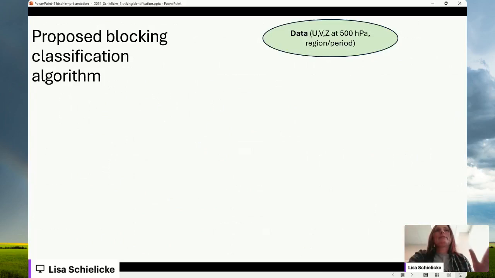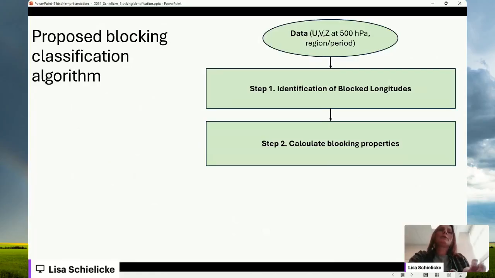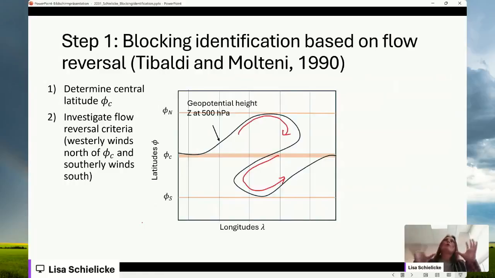So we have our data, wind fields and geopotential height fields at 500 hectopascal. We first identify the blocking region, so where it is blocked. Then we calculate blocking properties, or the properties of the associated vortices. And then we decide what type of block it is, and then we can do statistics. So I will talk more about the method today.